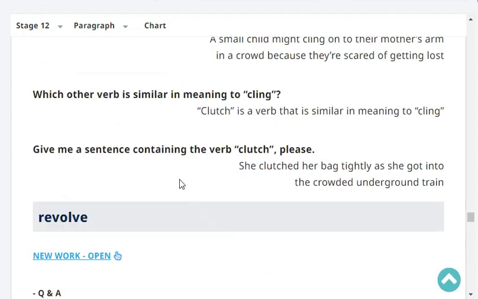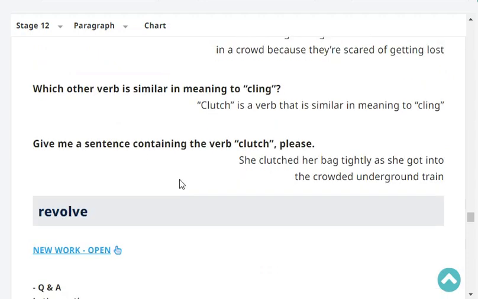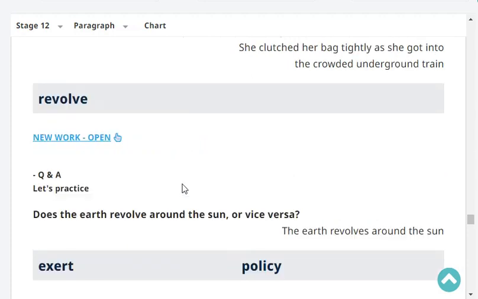Which other verb is similar in meaning to cling? Clutch is a verb that is similar in meaning to cling. Very good. Give me a sentence containing the verb clutch, please. She clutched her bag tightly as she got into the crowded underground train.